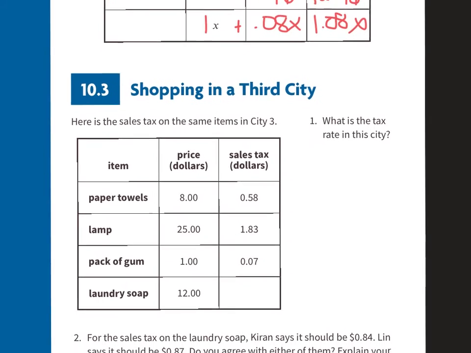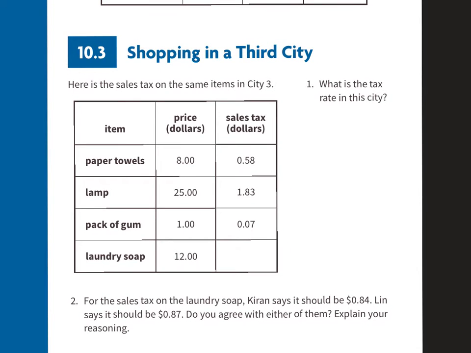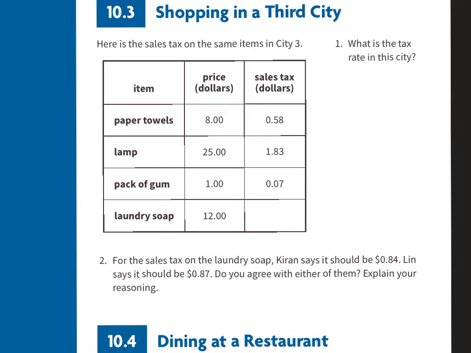10.3, shopping in the third city. Here's the sales tax on the same items in city 3. What is the tax rate? So we're just going to take the tax, 0.58, and we're going to divide it by 8. So in my calculator, if I go 0.58 divided by 8, I get 0.07. So it's right in the middle, 7%.